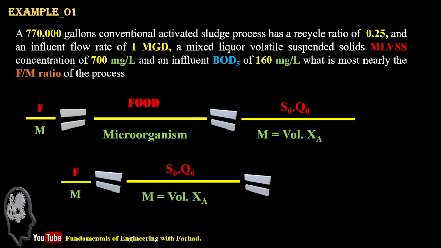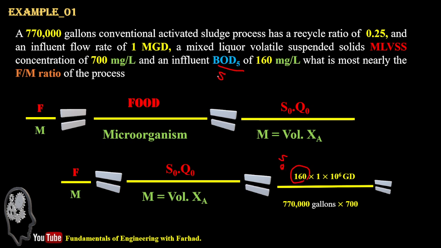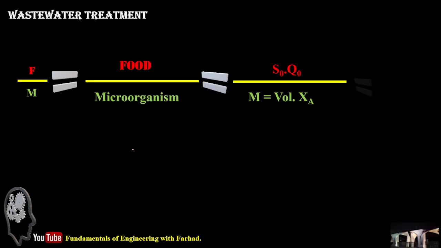And if you put it into numeric values, S naught is 160, which is BOD5, and 1 mgd is just 1 times 10 to the 6 US gallons per day, and our settling tank volume is 770,000 US gallons times the concentration of MLVSS. If you do so, it gives you 0.2968, almost 0.3. If you round it up, it's 0.3 per day.